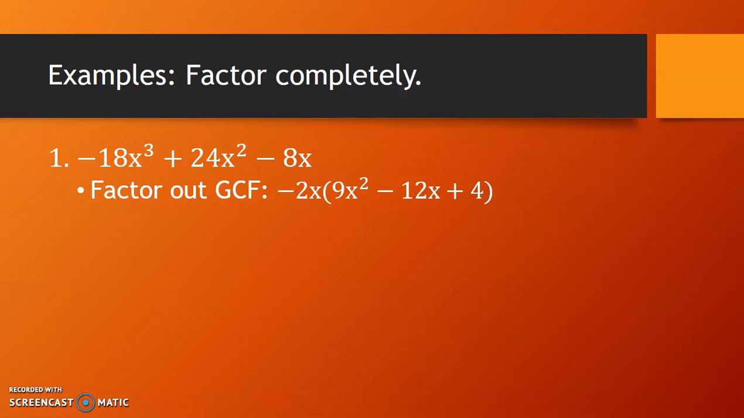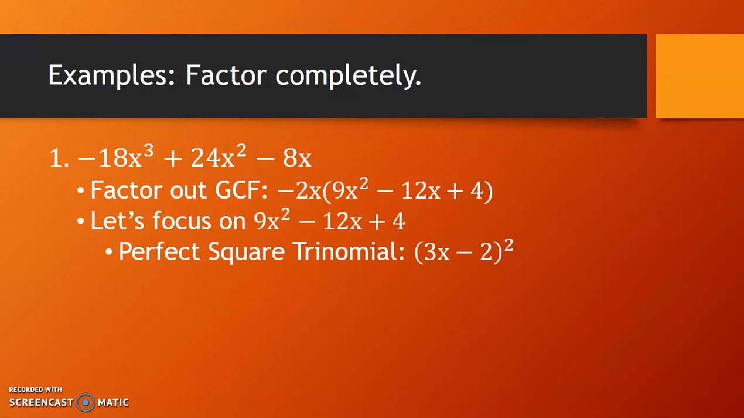Last one I have here, I pull out that negative 2x for my GCF. Now this is going to be a perfect square trinomial. So again, this was that pattern where you square root the first term and the last term, and you make sure that it doubles in the middle. So if you take 3x times 2, that's 6x, and then you double it, you get your 12x. So these are all special products that we talked about in section 2. So if you have forgotten about those from what we did before, make sure you go back and watch those videos again if you need a refresher on that. So the answer here would be negative 2x and then 3x minus 2 squared.